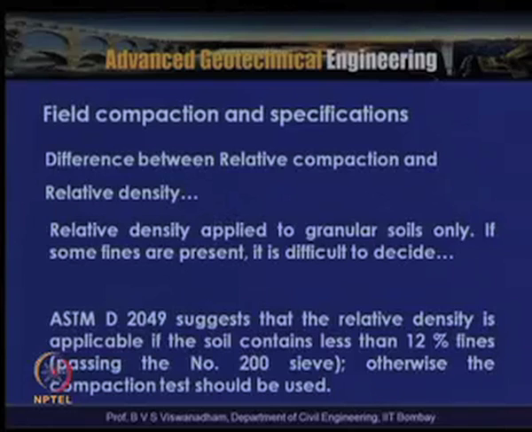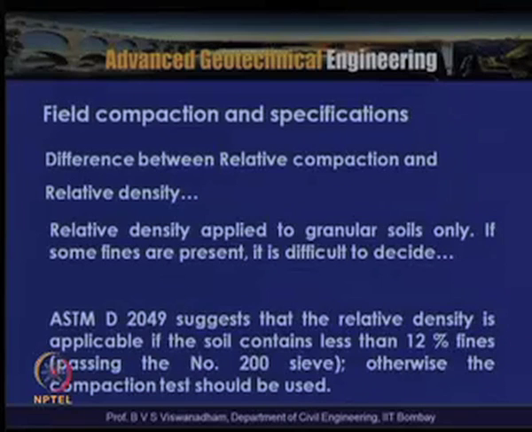The difference between relative compaction and relative density is that relative density is basically applied to granular soils, and if some fines are present, it is difficult to decide whether to adopt relative compaction or relative density. According to ASTM D2049, relative density is to be performed if the fines passing 75 micron are less than 12%. If there are more than 12% fines, then the relative compaction needs to be adopted. Otherwise, the compaction test should be used.